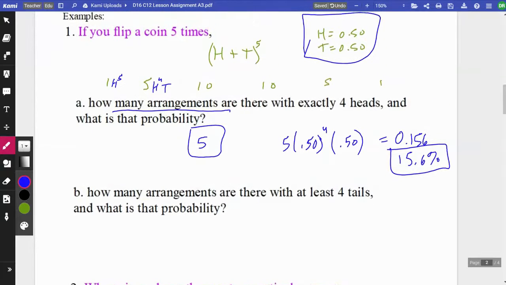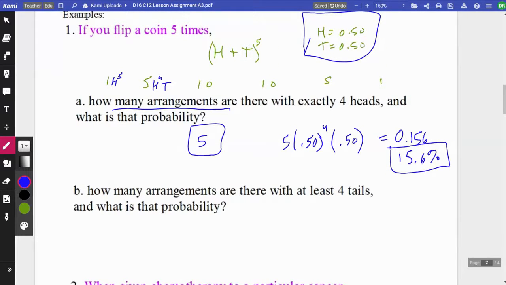And then the problems can get a little bit more tricky. How many arrangements are there with at least 4 tails? And what is that probability? So I'm going to go back up to this, so you only have to write it once. And I haven't had to write much of this expanded binomial yet anyway. There are at least 4 tails. So when we get to, this one was H3T2, H2T3, HT4, and this one is T to the 5th. At least 4 tails, so that's both of these ones on the right.